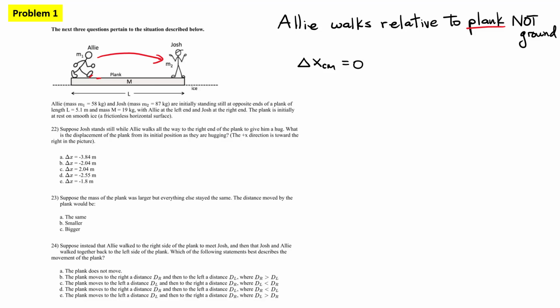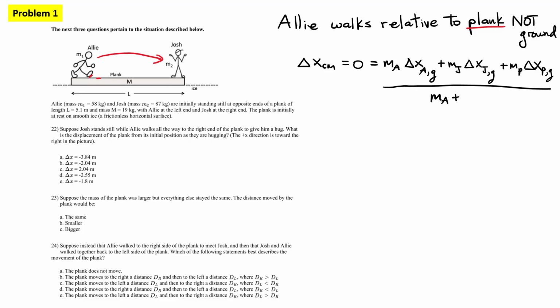Now, how would I write the displacement of the center of mass? Well, I would write it as the mass of Allie multiplied by her displacement. I'm going to write everything relative to the ground. Okay, let's have a look at what else do we have in the problem. We have Josh here, and we're looking at the displacement of Josh relative to the ground. And then the last one we're interested in, what is the mass of the plank and what is the displacement of the plank here relative to the ground. Now all of this gets divided by m total, and m total is nothing more than m_A plus the mass of Josh plus the mass of the plank.